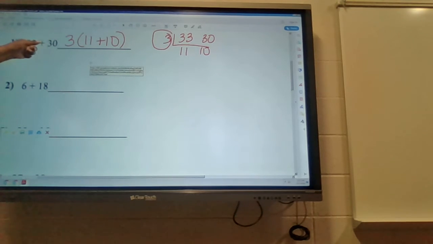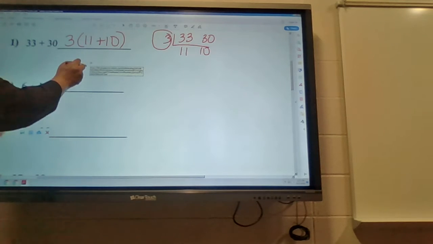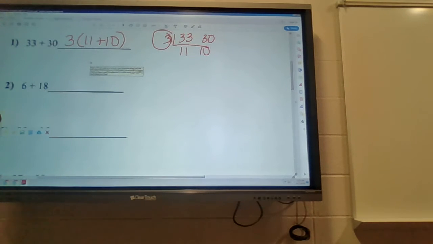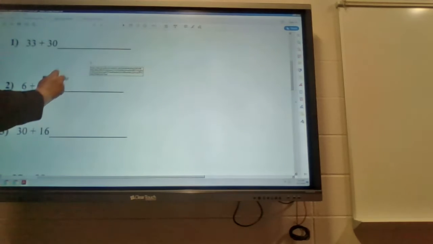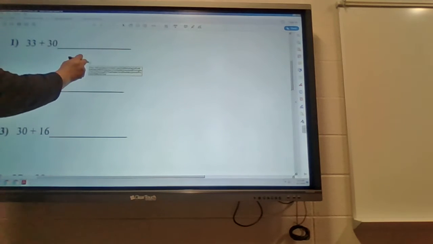What if this were a minus? Then this would be a minus. I don't know why this is right here. Okay. Let me see if I can move that up.